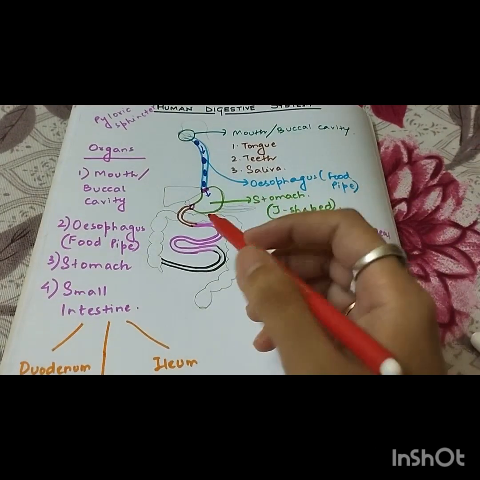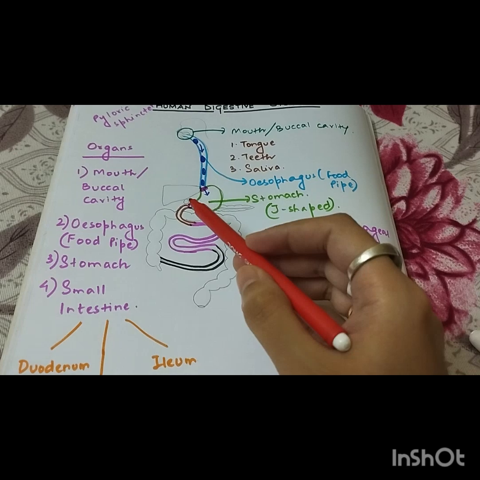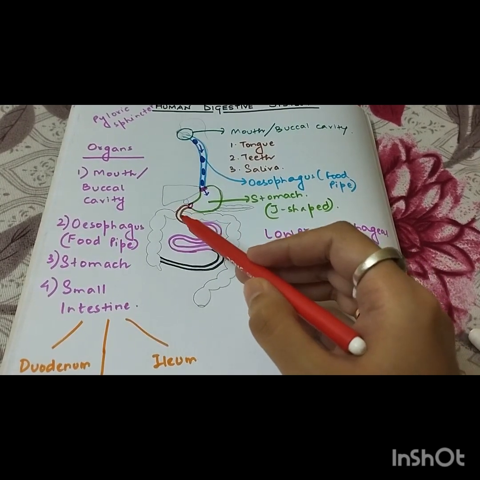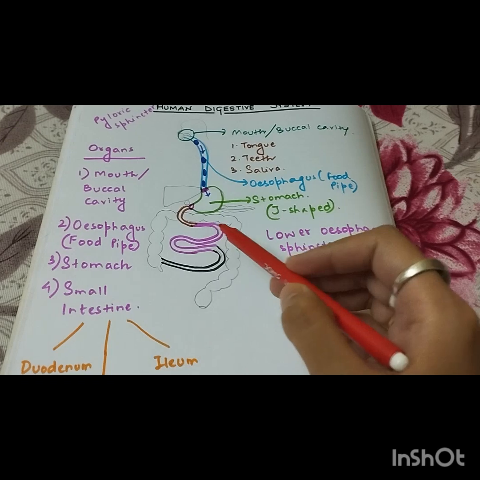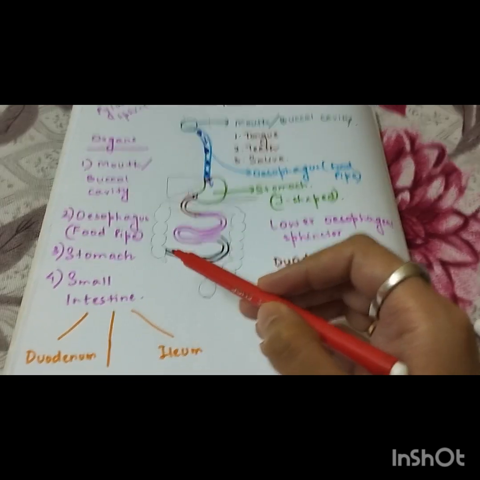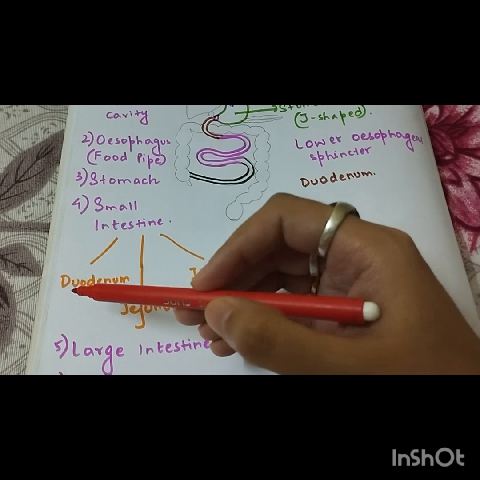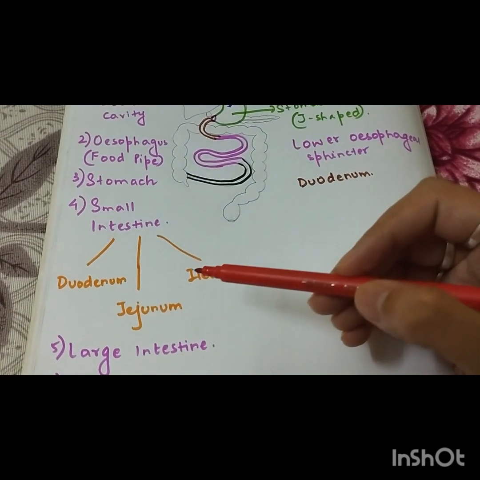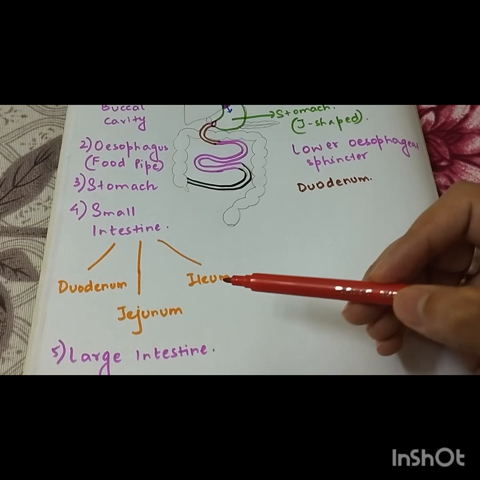So yesterday we ended with the topic that the three parts of small intestine are duodenum, which is the first part, jejunum, which is the second part, and ileum, which is the third part. So here I have written the names. Duodenum is the first part, jejunum is the second part, and ileum is the third part.